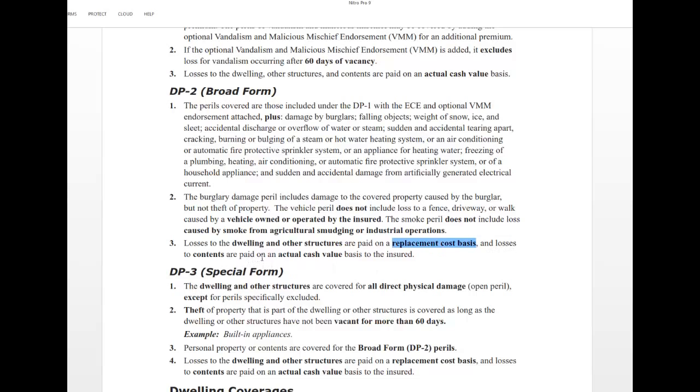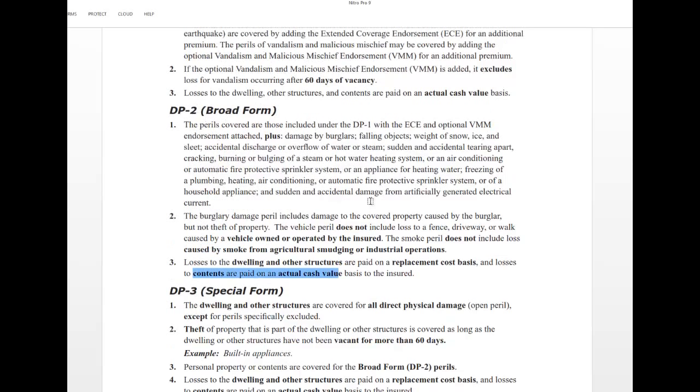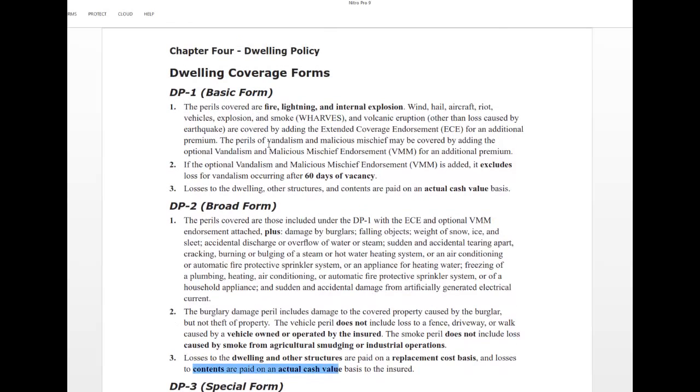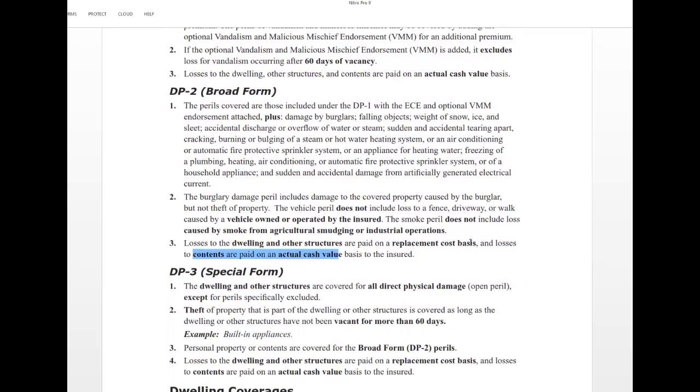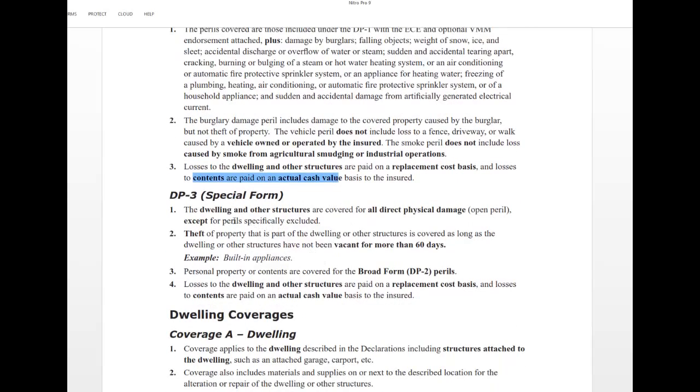The losses to the contents are paid. So replacement cost would be that of the structures, but the content that was inside would be paid again at actual value. So you see over here on the basic form we have paid out at actual, and then on the broad form we get paid out on replacement for property and actual value for content. And here in the dwelling 3 we have all coverages of open peril. Remember, everything that's not specifically named is covered.